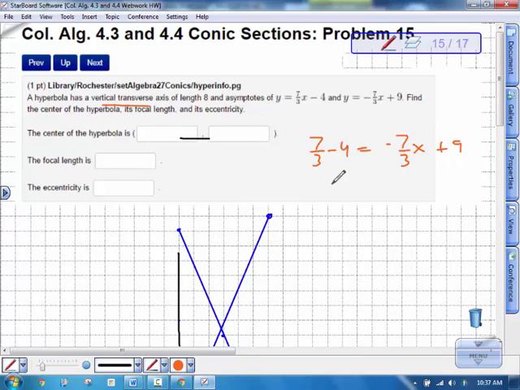It's good practice. So we're going to add 7 over 3 to both sides. It gives 14 over 3x equals, add 4 to both sides. It gives 13. Multiply both sides by 3 over 14 to get rid of this, and you get x equals 39 over 14. That's the x coordinate. That's h.